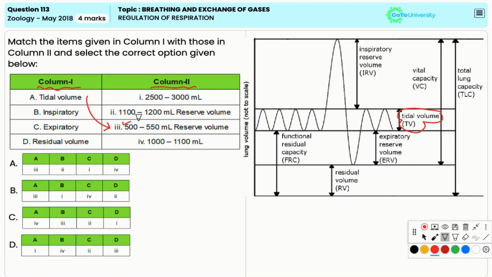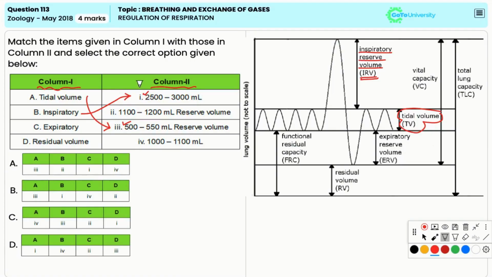Now, inspiratory reserve volume is the additional volume of air a person can inspire by a forceful inspiration, and it is around 2500 to 3000 milliliter. Thus, B matches with 1.